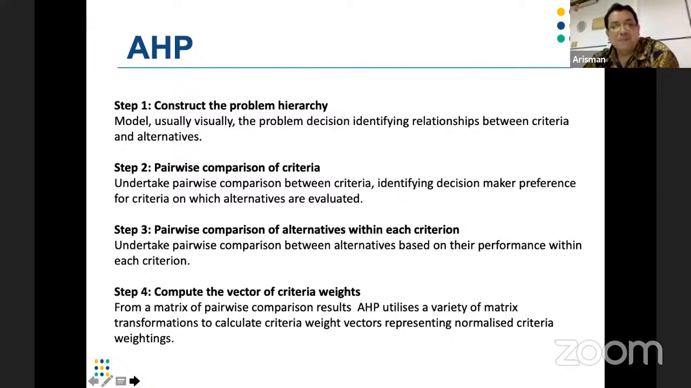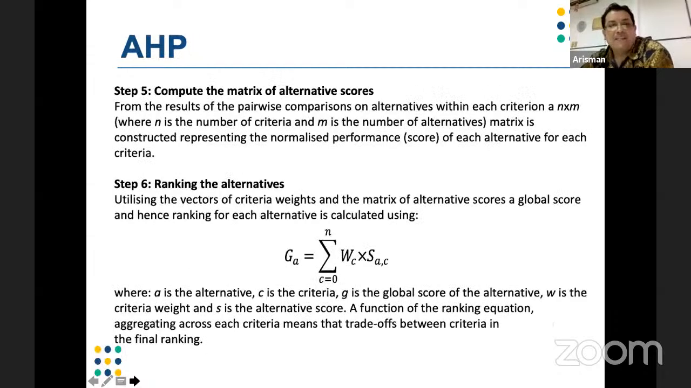Step four, compute the factor of criteria from the matrix of pairwise comparison results. AHP utilizes a variety of matrix transformations to calculate criteria weight factors representing normalized criteria weighting. Step five, compute the matrix of alternative scores. And then step six, rank the alternatives: utilizing the factor of criteria weight and the matrix of alternative scores, a global score, and hence a ranking for each alternative, is calculated as below.